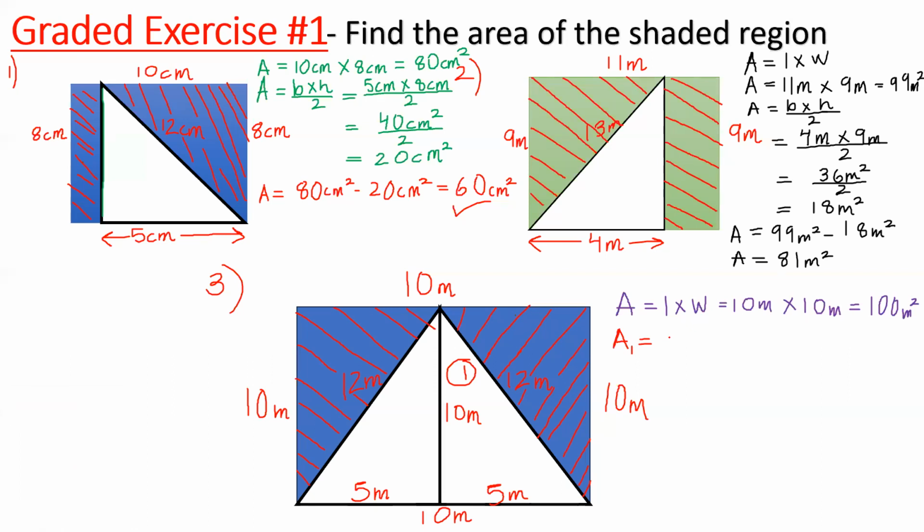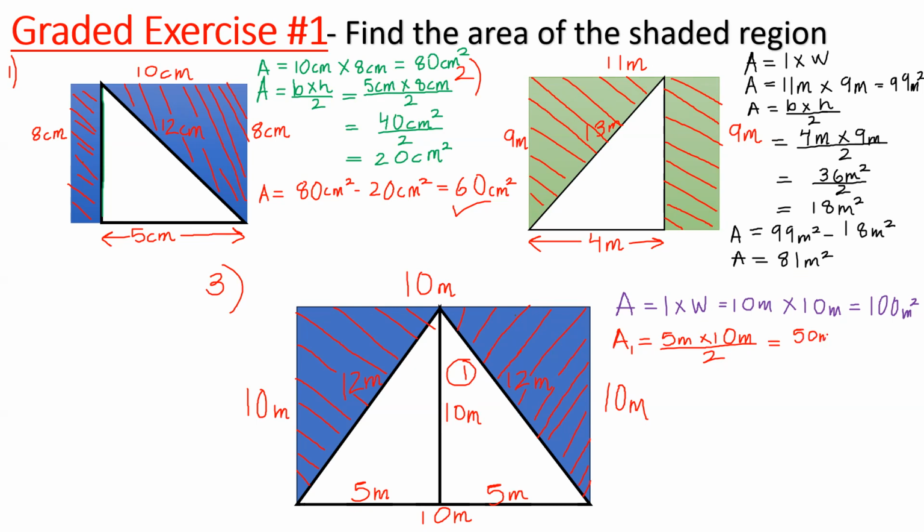The base is what? 5, so it's going to be 5 meters multiplied by what? 10 meters. And divided by what? 2. So what is 5 times 10? 50. It's going to be 50 divided by 2.